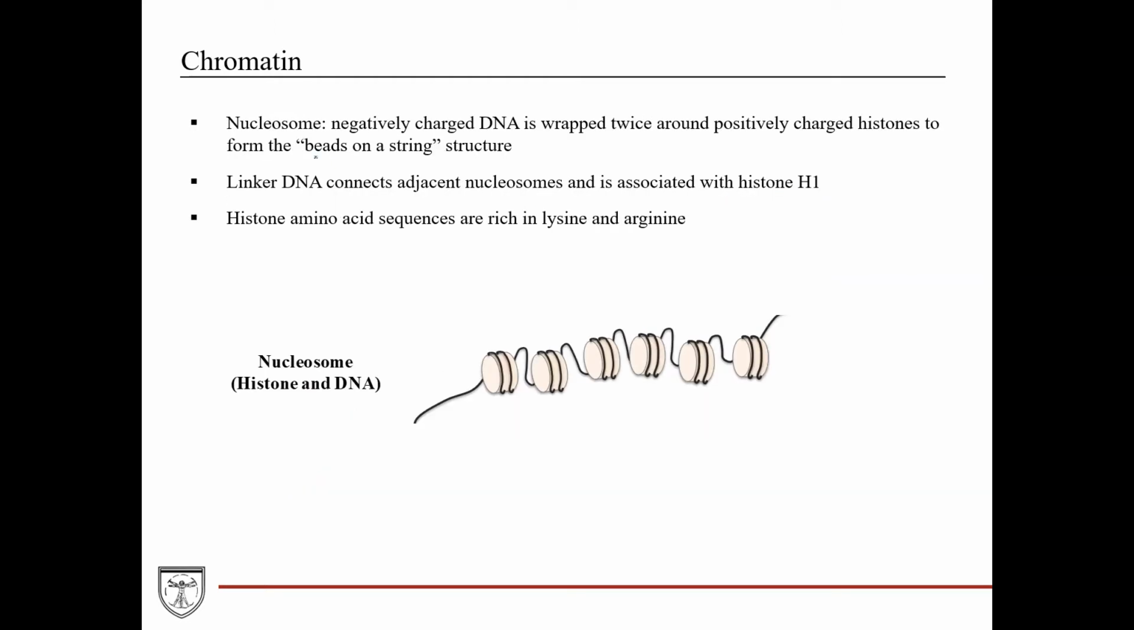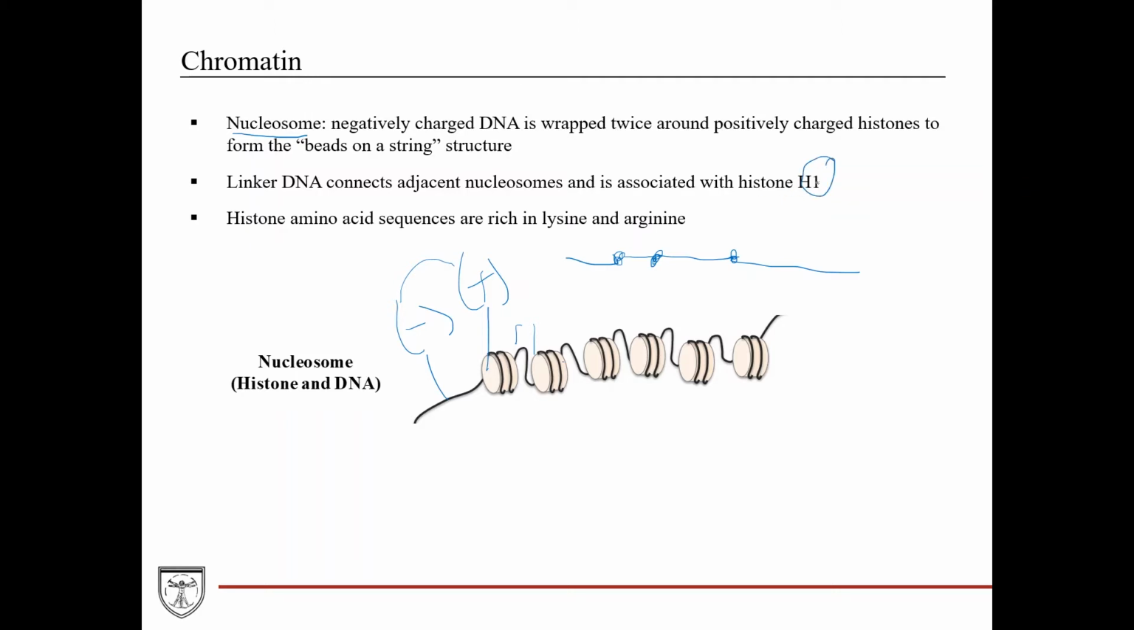So let's start with the basic structure. First, you have the nucleosome, which is negatively charged DNA. So DNA is negatively charged, and it's wrapped twice around a histone protein, which is positively charged. Remember, opposites attract. And this forms that beads on a string looking appearance. So if you have beads like this on a string, and so on. There's the linker DNA, which connects adjacent nucleosomes, and you can see that here, connecting one nucleosome to the next, and it's associated with the histone H1.